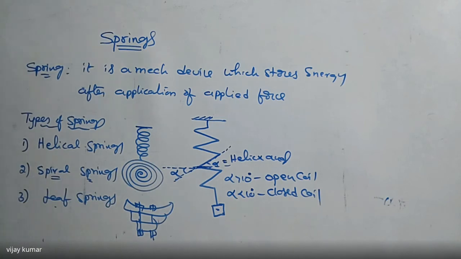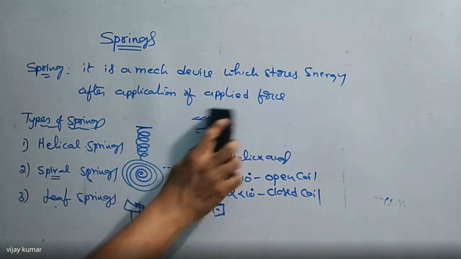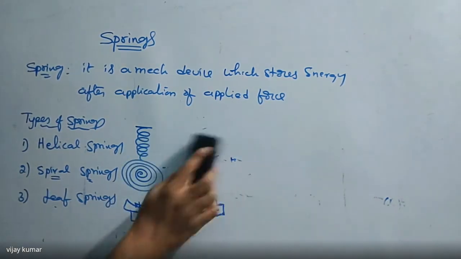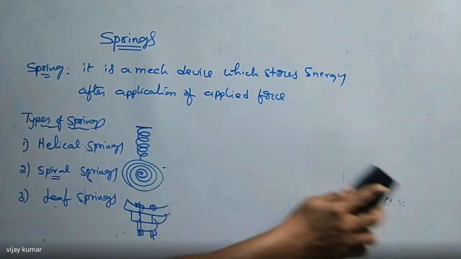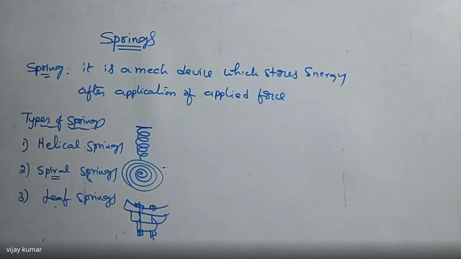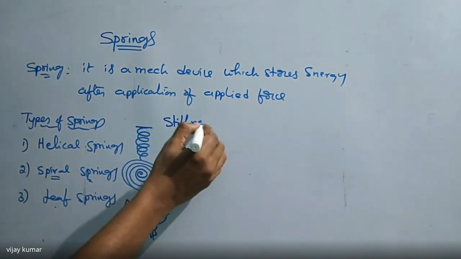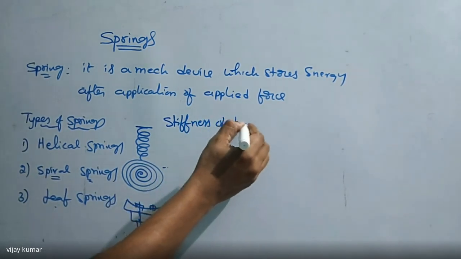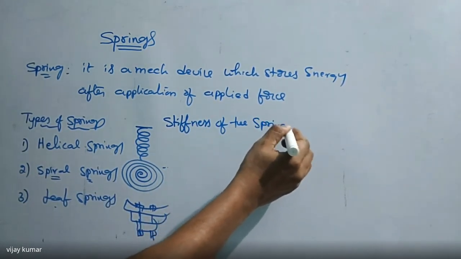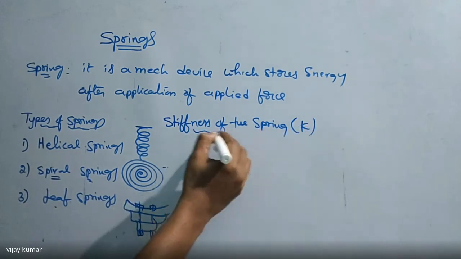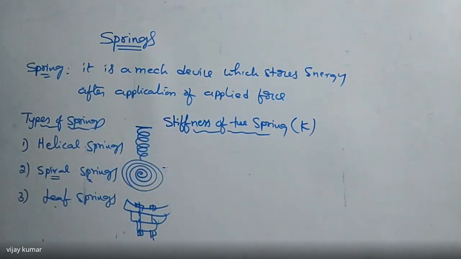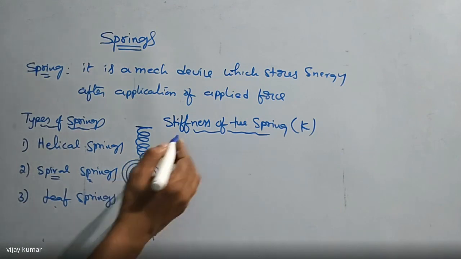So first of all, I'm going to define the stiffness of the spring here. So what is the stiffness? Stiffness of the spring is always indicated by the symbol K. I got my point or not? So I want to define the spring stiffness here.